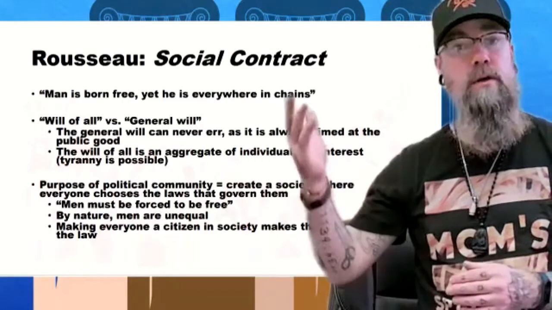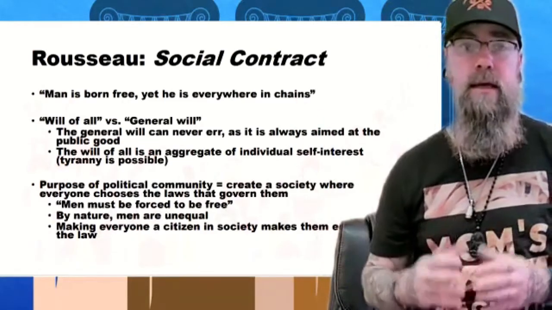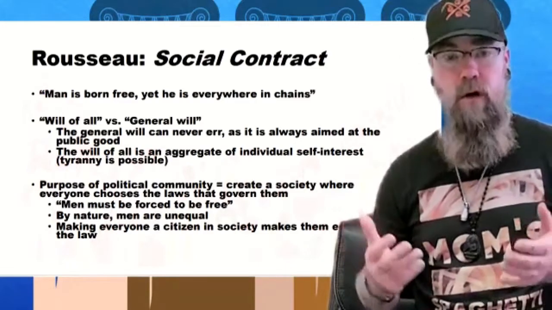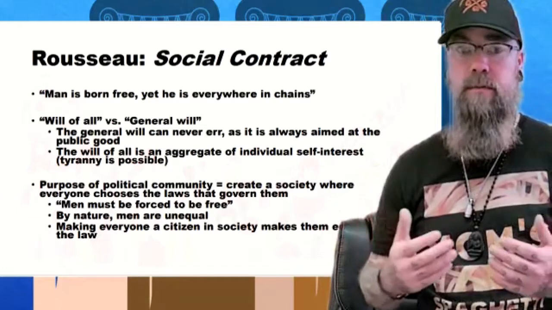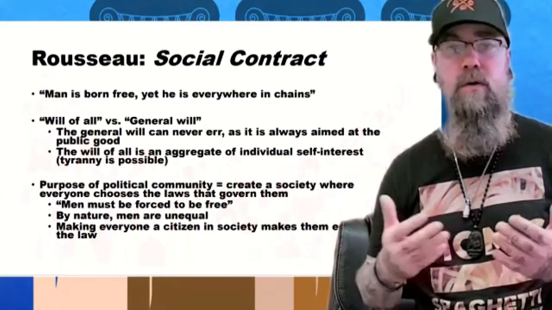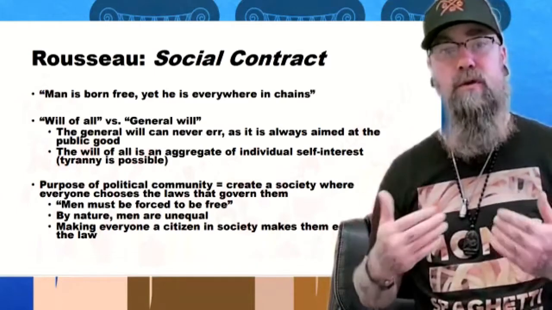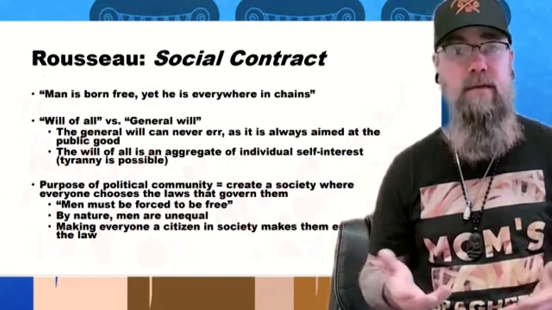Rousseau wrote a work called Social Contract. In it, he says, man is born free, yet everywhere he's in chains. He talked about the will of all versus the general will. The general will, he said, can never err, as it always is aimed toward the public good. The will of all is an aggregate of the individual self-interest, where tyranny is possible in a government.